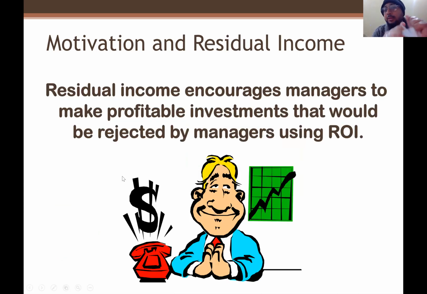So residual income encourages managers to make profitable investments that would be rejected by a manager using ROI. In ROI, when your income increases to 30,000, we saw that return on assets decreases, the turnover decreases, and managers who are evaluated based on turnover would reject that opportunity. But here in the residual income approach, we will select that alternative. Why? Because it is giving us a positive residual income.